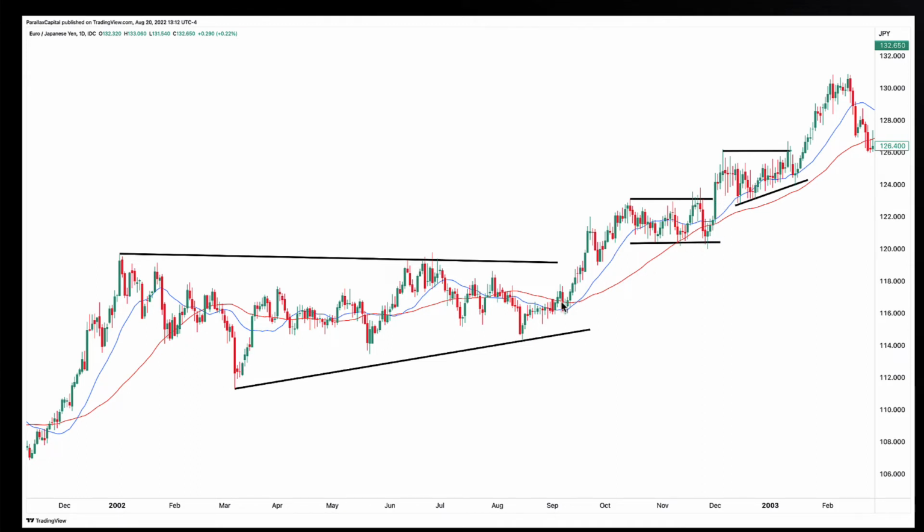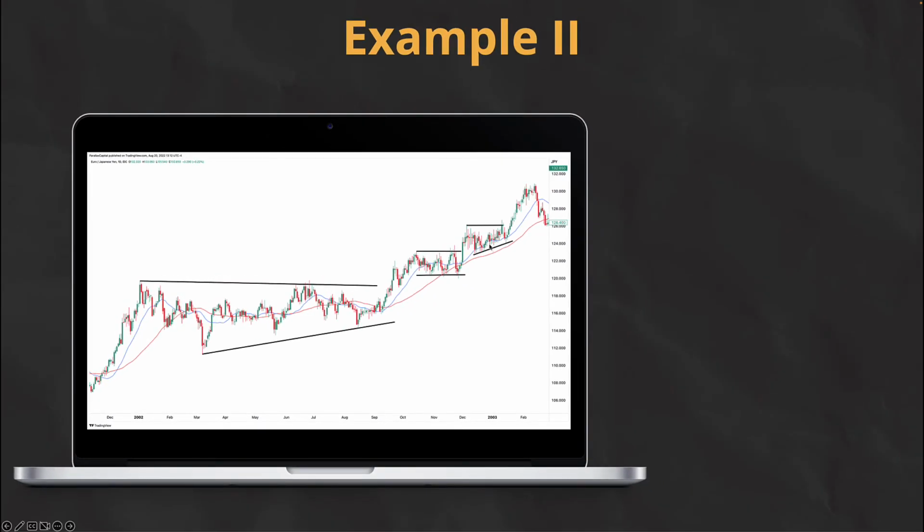Notice how as we broke out of this longer sideways corrective sequence, our moving averages crossed in a bullish manner, and they stayed crossed the entire time. And in fact, in these two smaller corrective patterns, we found support alongside those moving averages.